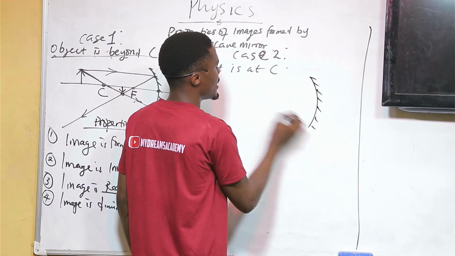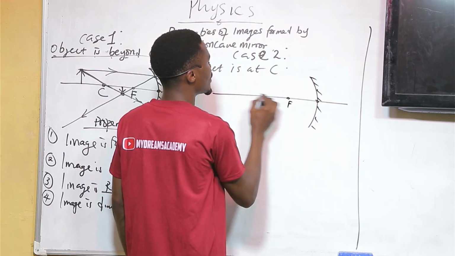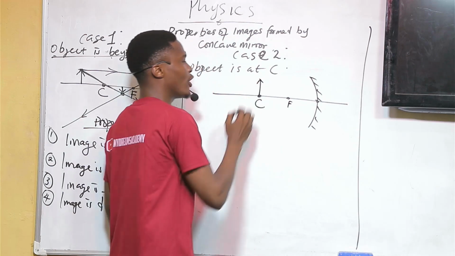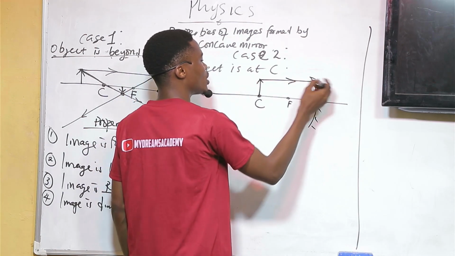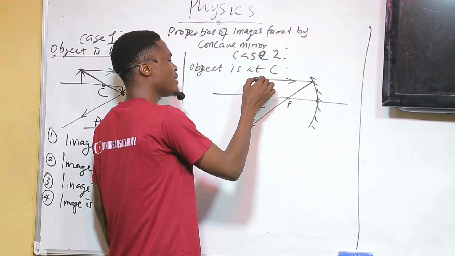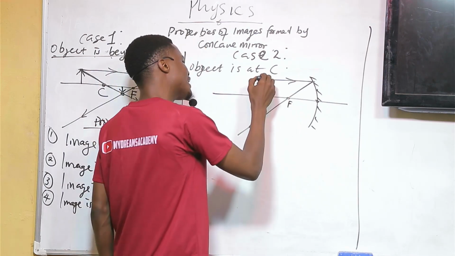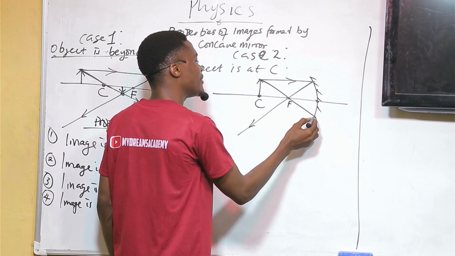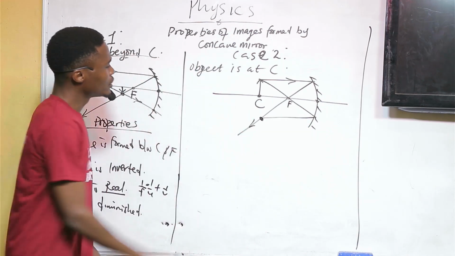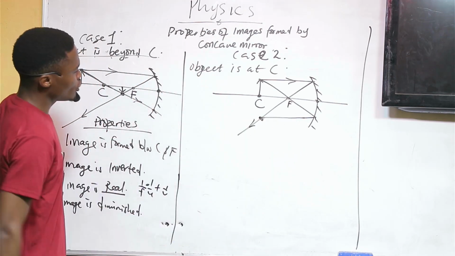So I draw this principal axis, and then the principal focus, and then this is C. I come to C and put my object. Draw this line to touch the mirror, and the second one to pass through F. Because we cannot make it pass through F directly, we borrow F for now. So we make it pass through F, bounce back and come back here. This is looking okay for us.